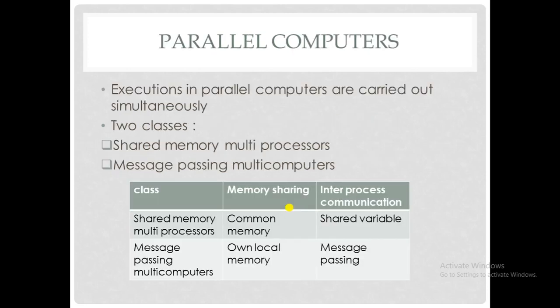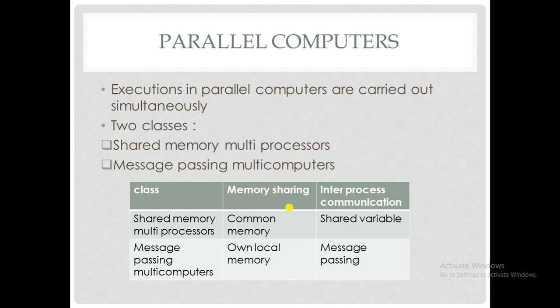Next one is parallel computers. As I mentioned earlier, as per Flynn's classification, the parallel computers are the example for MIMD. That means multiple instruction stream over multiple data stream. The execution in the parallel computers is carried out simultaneously. There are two classes for parallel computers. First one is shared memory multiprocessors. Second one is message passing multicomputers.